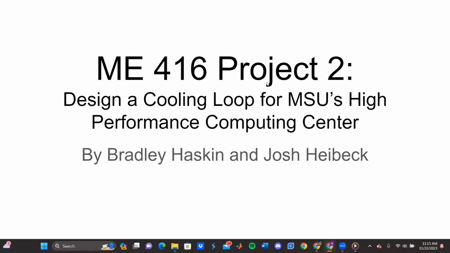Hello, this is our ME416 Project 2, designing a cooling loop for MSU's High Performance Computing Center. This project was done by my partner Bradley Haskin and myself, Josh Hybeck.